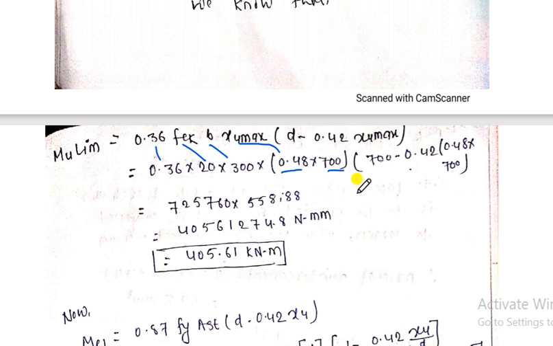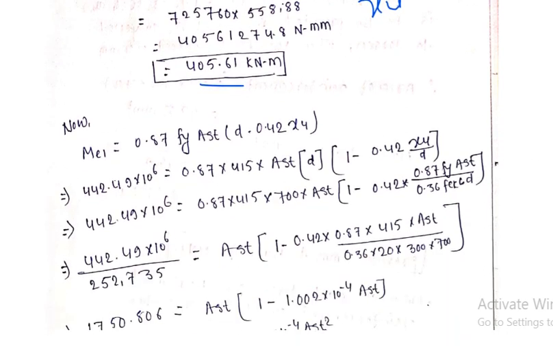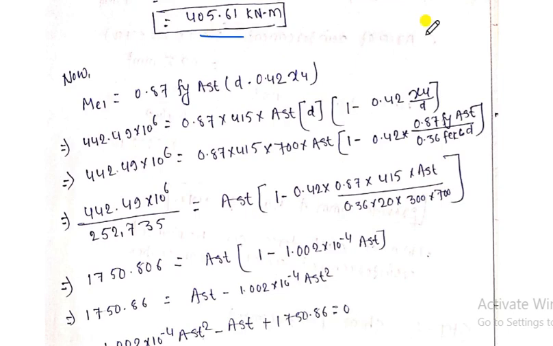As you know, XU max by D, so D is nothing but 700, minus 0.42 into 0.48 into 700, right? If you do all this calculation, you will get 405.61 kilonewton meters. So from this, as you can see, now we need to calculate the area of reinforcement. For the area of reinforcement, the equivalent bending moment we have already calculated, right? So if you have the equivalent moment, then you can calculate the area of reinforcement from here.